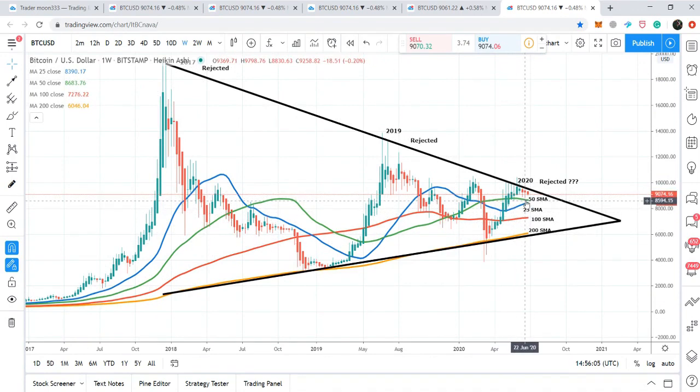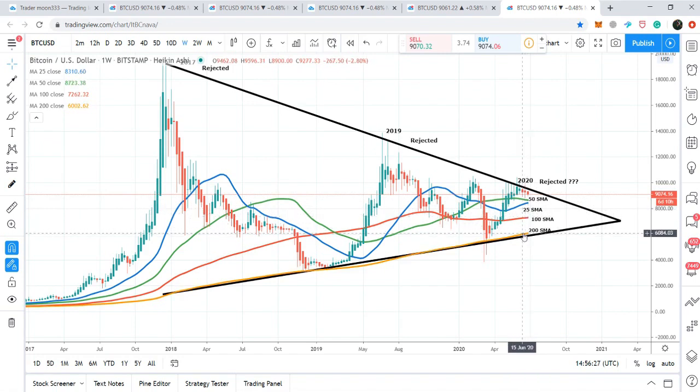And we have this 50 simple moving average support at this time at almost $8,700, and the 25 simple moving average support at almost $8,300. Once these supports are broken down, then we will have the next support at $7,200. That is the 100 simple moving average on this weekly chart.